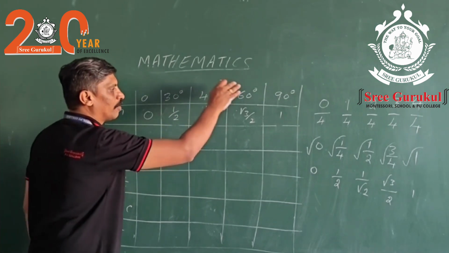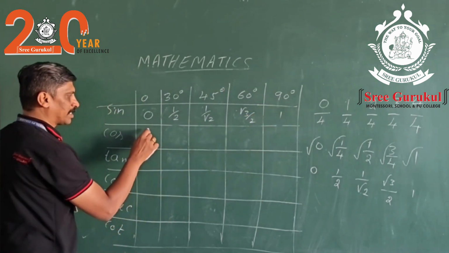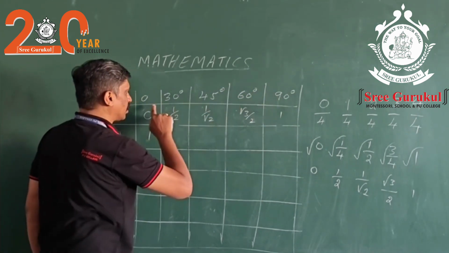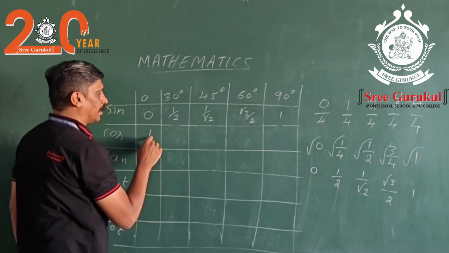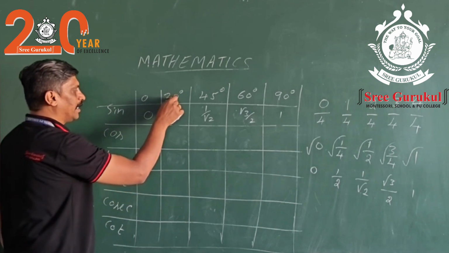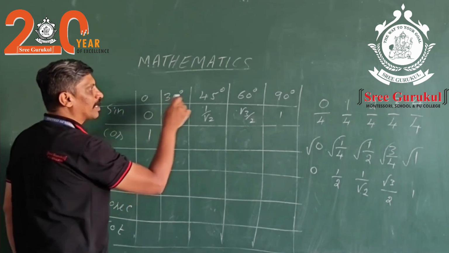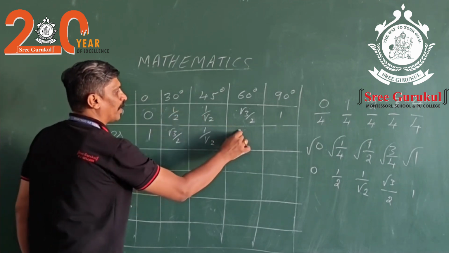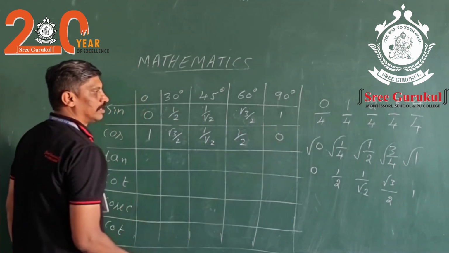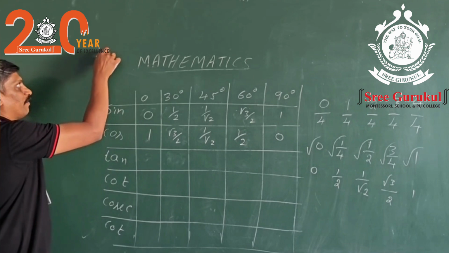Now the cos values. How to write the cos values? In reverse order. Cos 0 is always equal to sin 90 degrees. Similarly, cos 30 degrees is equal to sin 60, that means root 3 by 2. Then 1 by root 2, then 1 by 2, then 0.